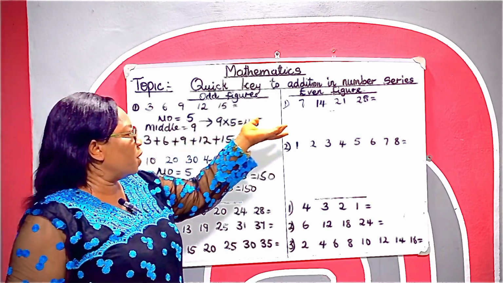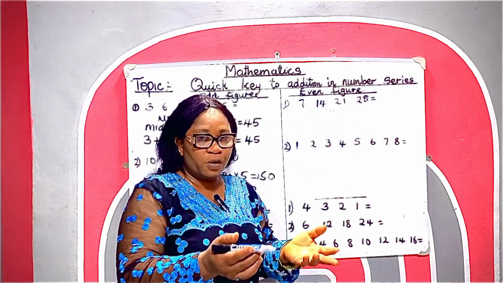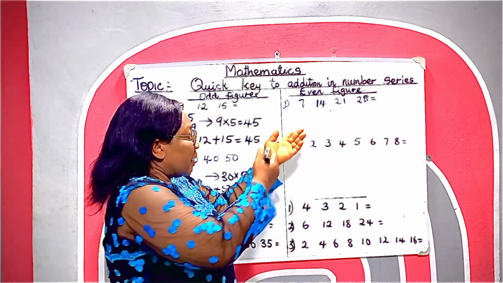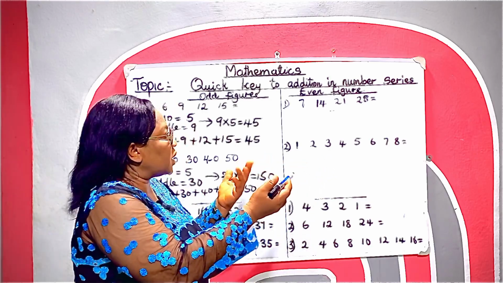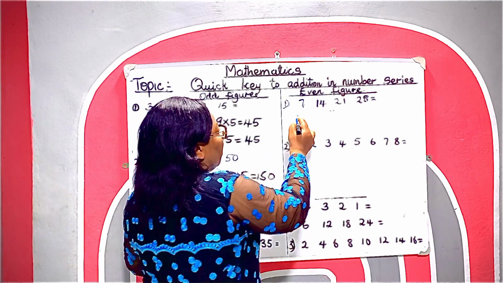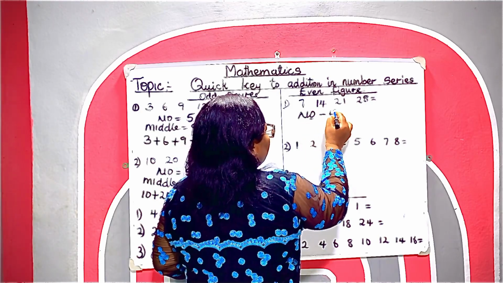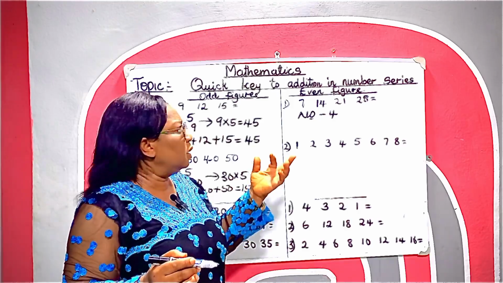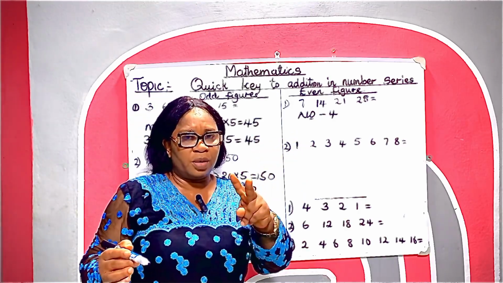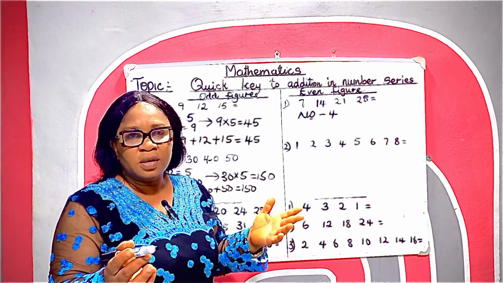Okay, let's get to even. When I say even, I say 1, 2, 3, 4. That is 4, and 4 is an even number. So this series is only 4 numbers. With 4 numbers in the series, and here in the even numbers, you always see two numbers in the middle. So the two numbers in the middle, you are going to do what? Pay attention.